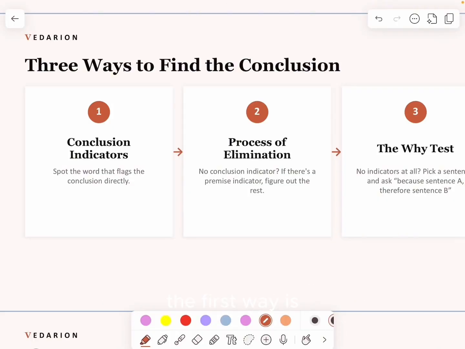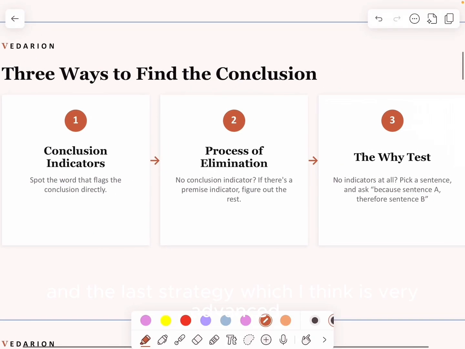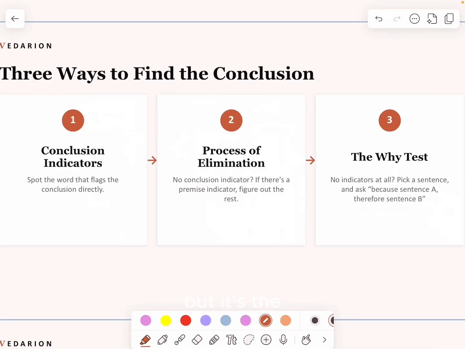There are 3 ways to find the conclusion. The first way is if you can spot the conclusion directly. We went over this earlier in the foundation lesson, so if you don't remember that, go ahead and review it. You can also use process of elimination. We'll talk a little bit more about this strategy. And the last strategy, which I think is very advanced, but it's the best strategy overall, is called the Y test. If there are no indicators at all or you're not sure, you can use the Y test to find the conclusion. Let's go over each strategy.